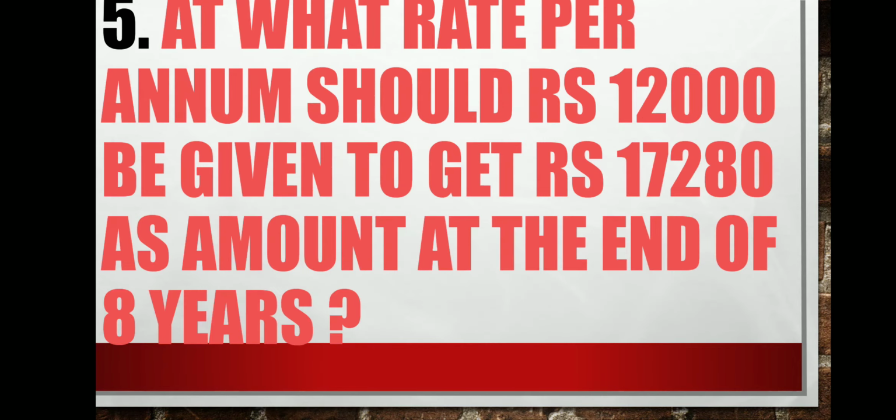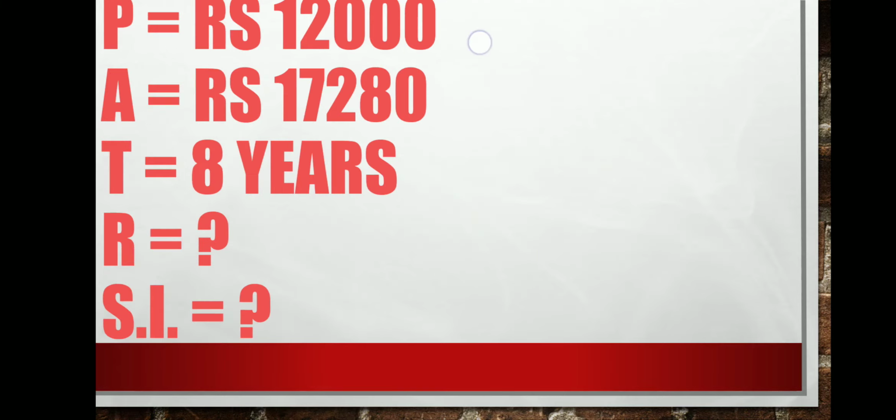Now come to question number 5. At what rate per annum should rupees 12,000 be given to get rupees 17,280 as amount at the end of 8 years? Now let us see what are the things given in this question. See, principal 12,000, amount 17,280, time 8 years given. What we have to find is rate of interest. And we know that rate of interest cannot be calculated without SI, and SI is not given here. So first of all, we'll calculate simple interest.